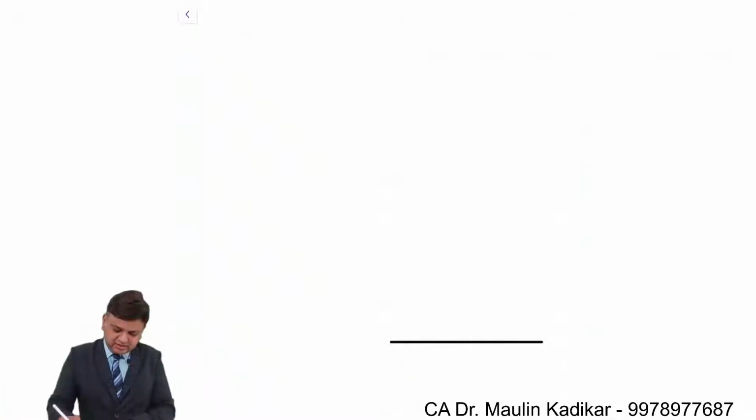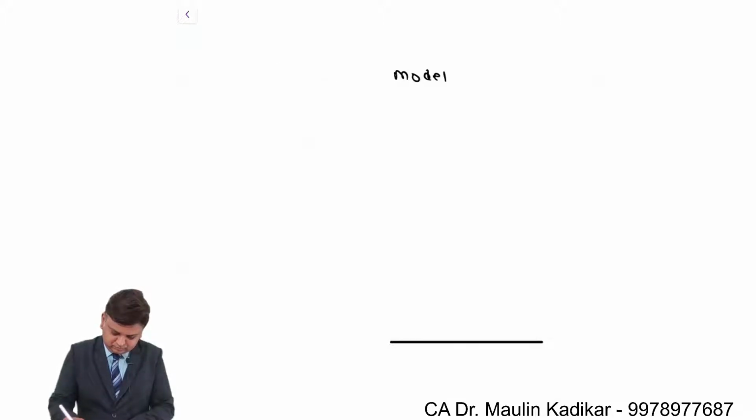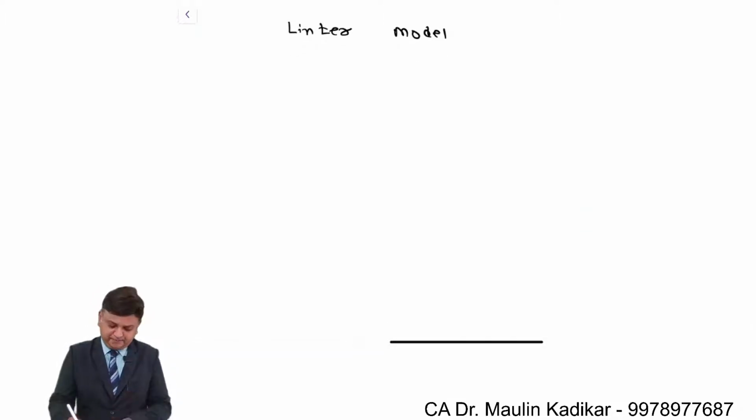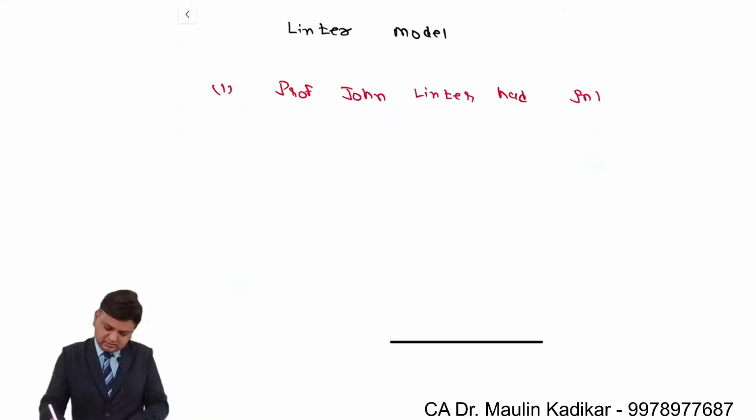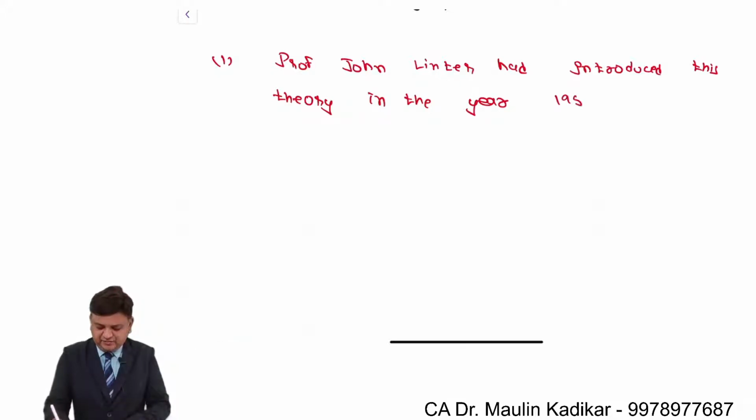Write on heading, Lintner model. In the first point, write: Professor John Lintner had introduced this theory in the year 1956.